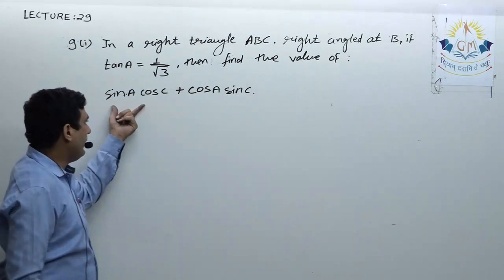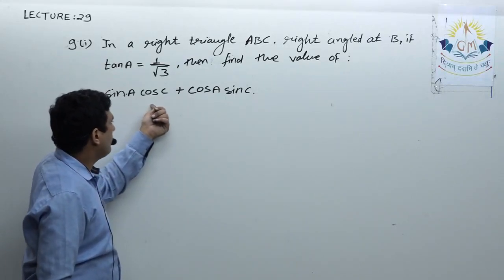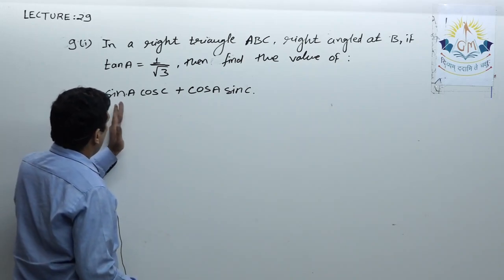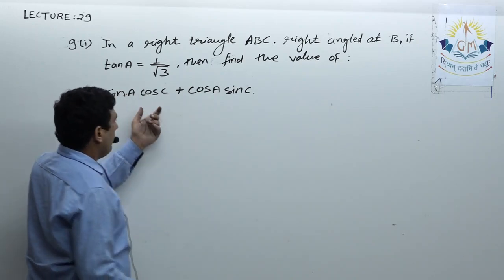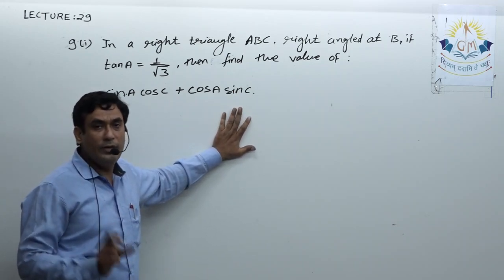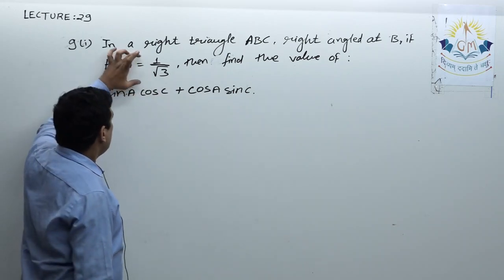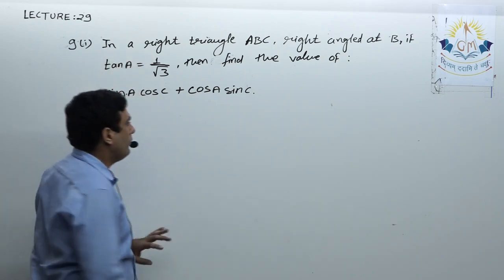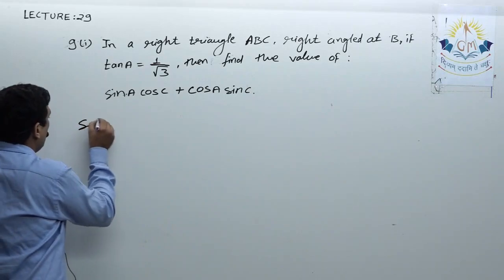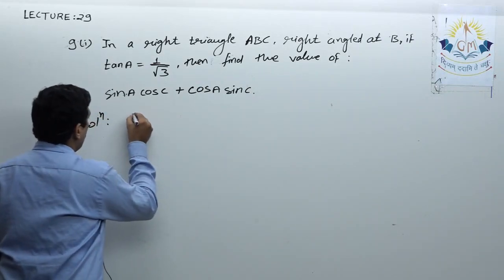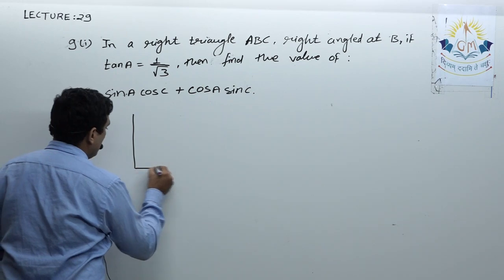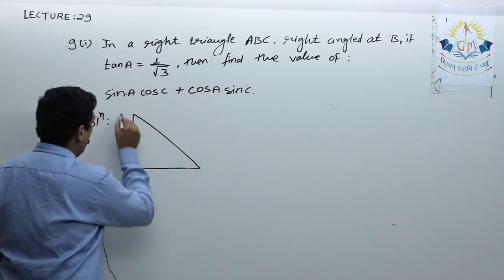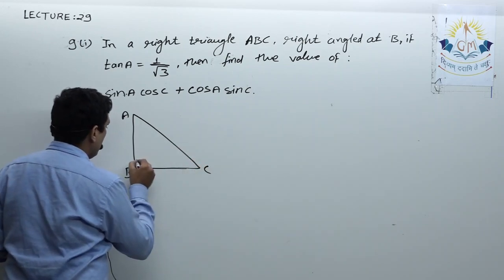That means we need to find sin A, cos A as well as cos C, sin C. So to get the value of sin A or cos A or cos C or sin C, we need the hypotenuse. And tan A says perpendicular upon base. So we first have to obtain the hypotenuse. Let us see how to solve this. First of all, it is given it's a right angle triangle at B, so this is B, A and this is C. This is 90 degrees.